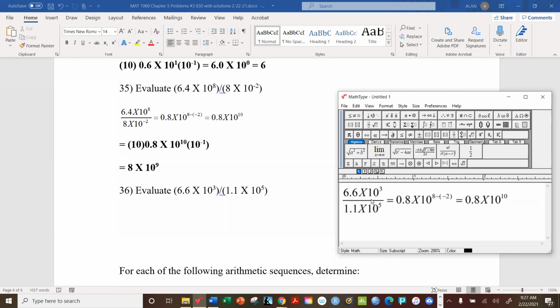All right, 6.6 times 10 to the third, 1.1 times 10 to the fifth. So we're going to have 6, or 6.0, I should put it, times 10 to the 3 minus 5. And so this is a nice, easy one. It's just 6.0 times 10 to the minus 2.